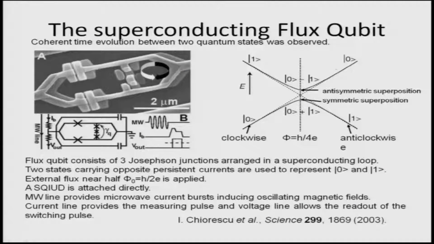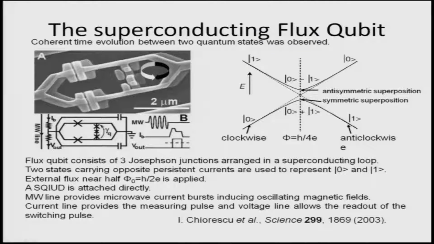The other important aspect is the superconducting flux qubit. The earlier one was the Cooper pair case, and this one looks at two quantum states in terms of the flux qubit. The coherent time evolution between the quantum states was observed. The flux qubit consists of 3 Josephson junctions arranged in a superconducting loop. Two states carrying opposite persistent currents were used to represent 0 and 1.